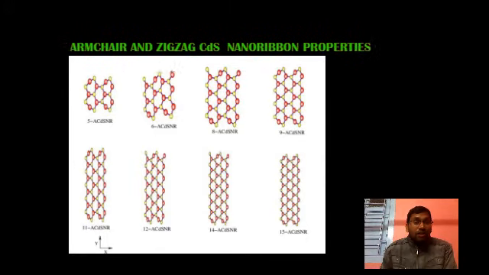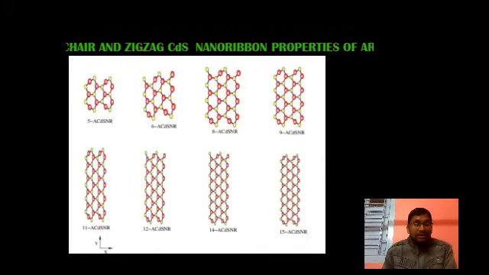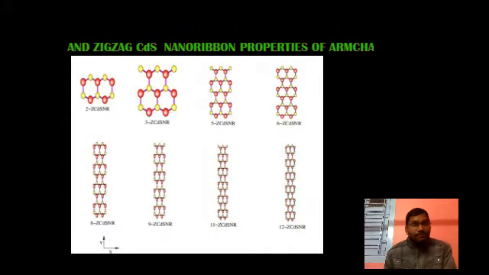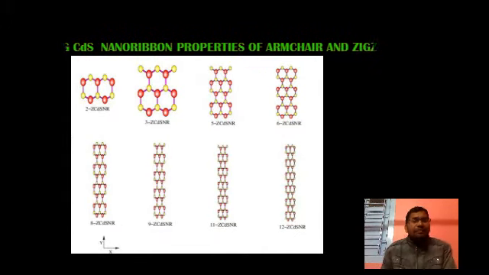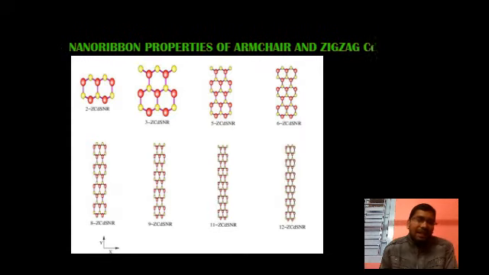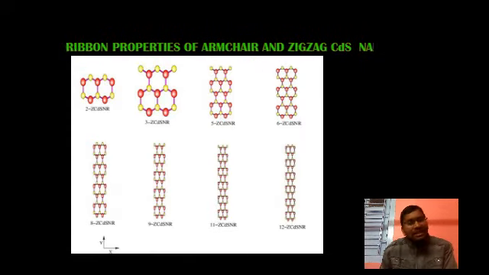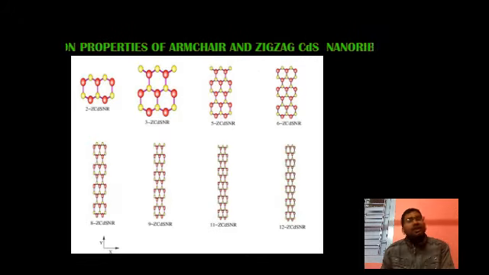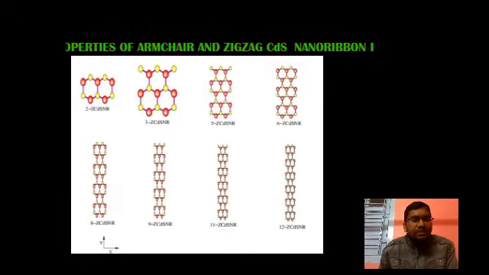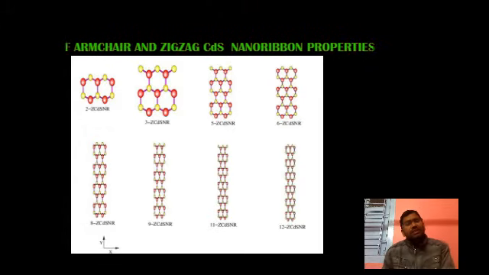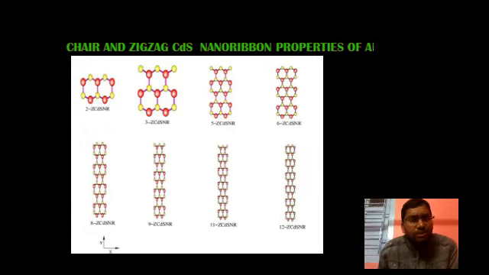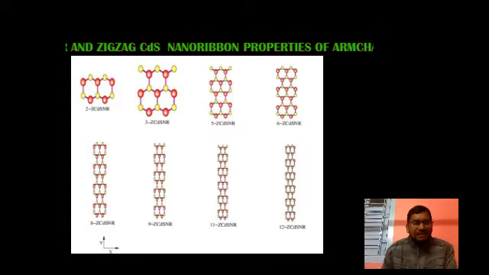Now we will look at the zigzag type nanoribbon. This is the relaxed structure of the zigzag type cadmium sulfide nanoribbon. Unlike the armchair structure, here the edges become less distorted. Here we have used various widths, pictures of various widths, 2 widths, 5 widths, 6 widths, etc.